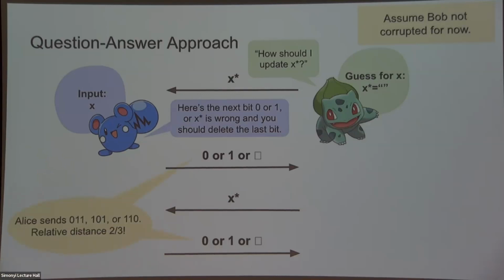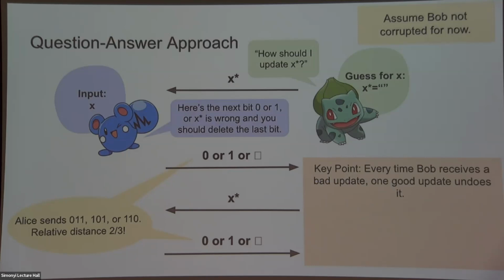So we'll have Alice send one of 3 messages: 0, 1, 1, or 1, 0, 1, or 1, 1, 0. And these have relative distance 2/3. The key point is that every time Bob receives a bad update, one good update will undo it. If he receives a bad bit, one backspace will undo that. Or if he receives a backspace unintentionally, reappending the correct bit will undo it. So as long as there are more good updates than bad updates, Bob will learn what X is supposed to be.